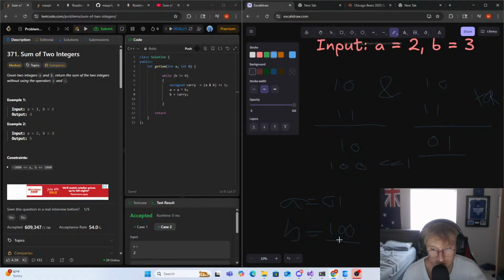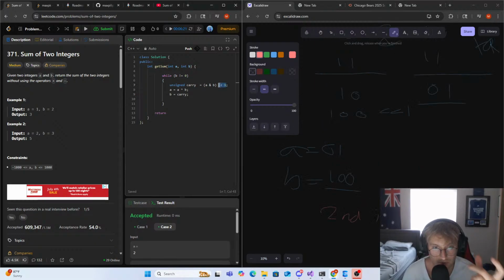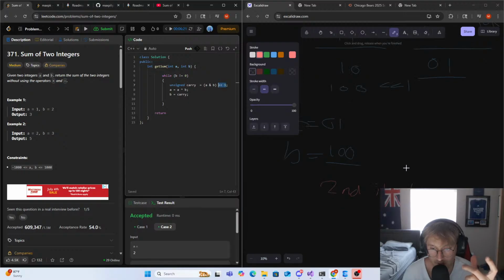Our carry, right? Then we do the same thing on our second iteration. Think about it: our XOR is adding, and our AND is grabbing our carry, but I'm confused why we're left shifting by 1.